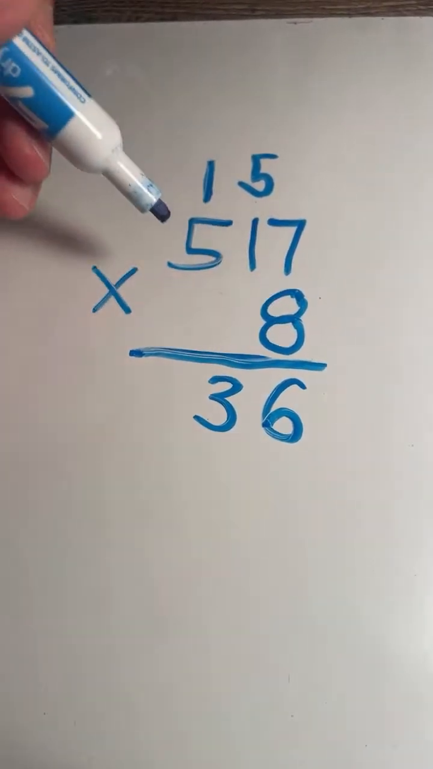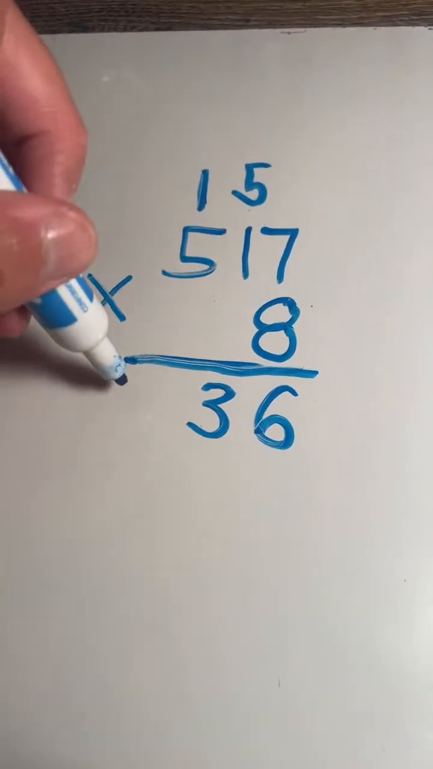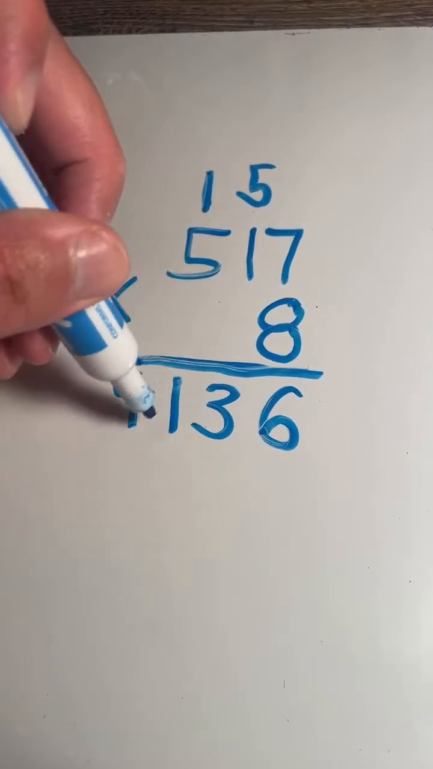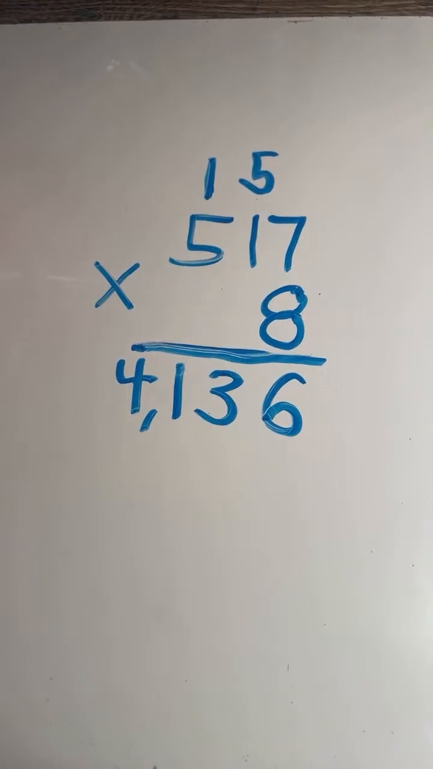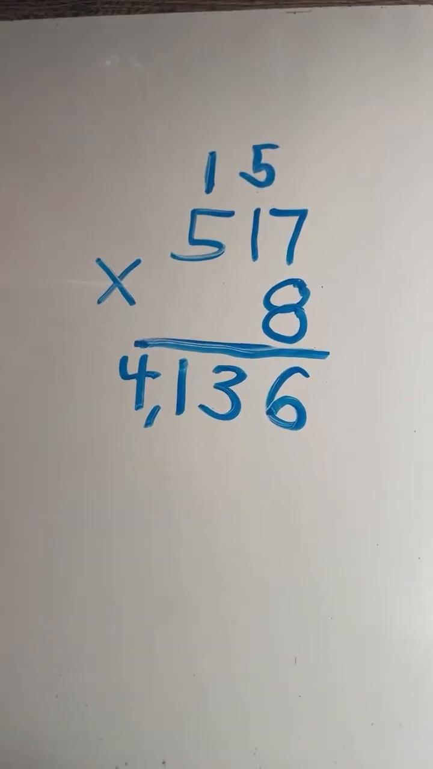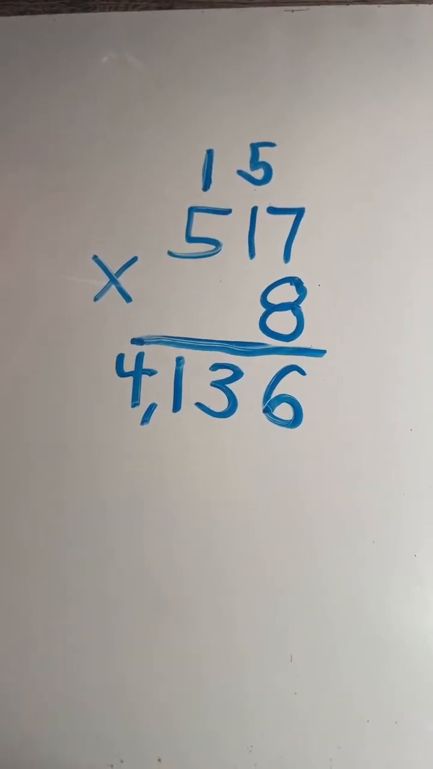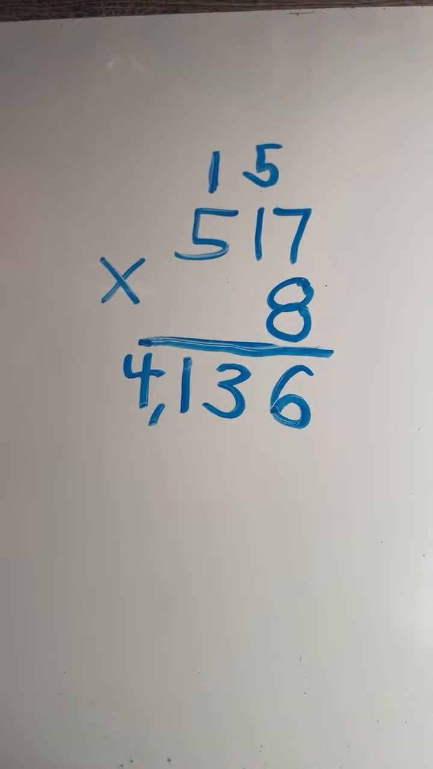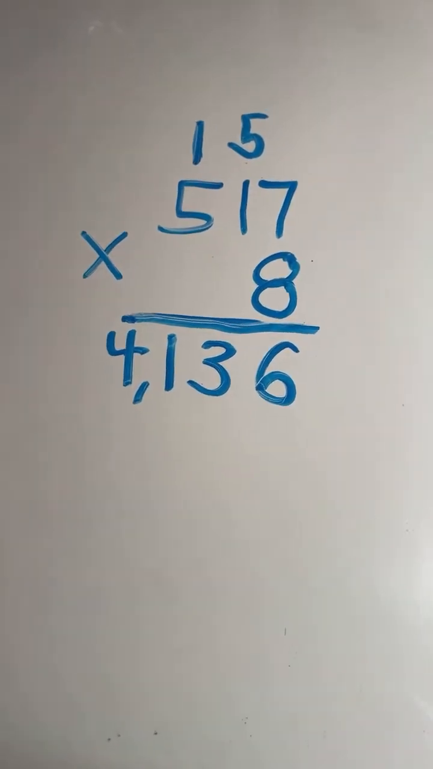5 times 8 equals 40. Plus 1 equals 41. And we have our final answer. 517 times 8 equals 4,136.